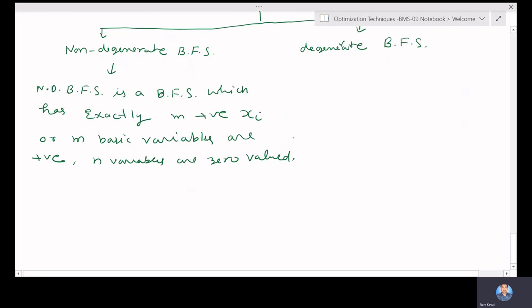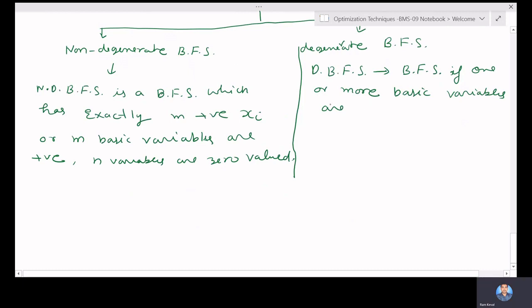Now degenerate basic feasible solution. A degenerate basic feasible solution is a basic feasible solution if one or more basic variables are zero valued.